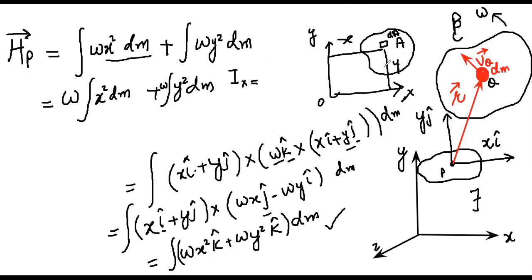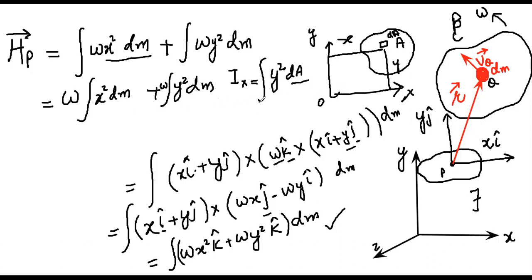Then the moment of inertia of this total area about the x-axis was coming out equal to the integral of y square dA. This was the definition of the moment of inertia about the x-axis. This inertia we call the moment of inertia of an area, or we also call it the second moment of an area.